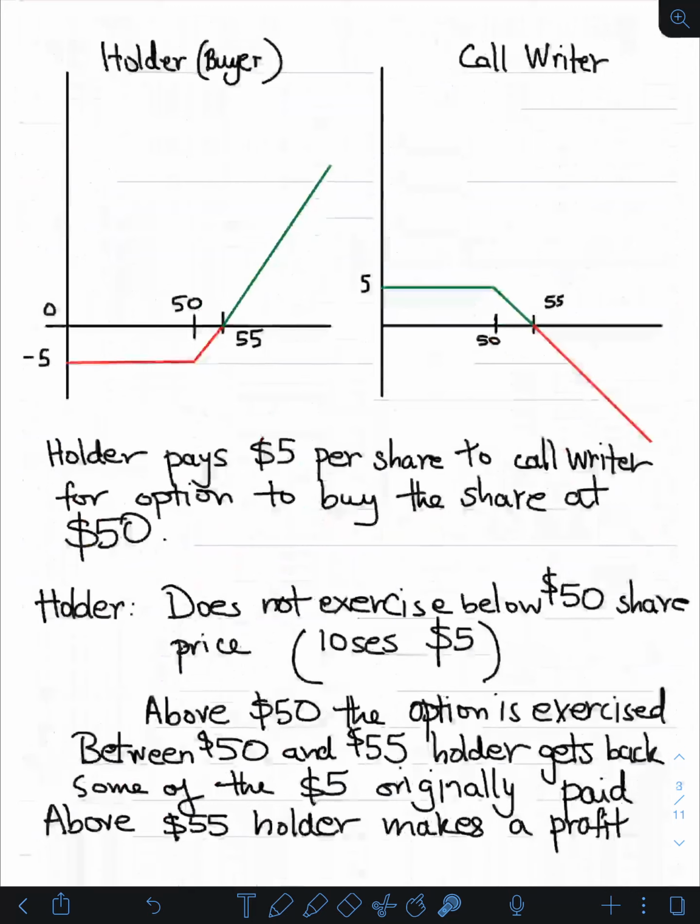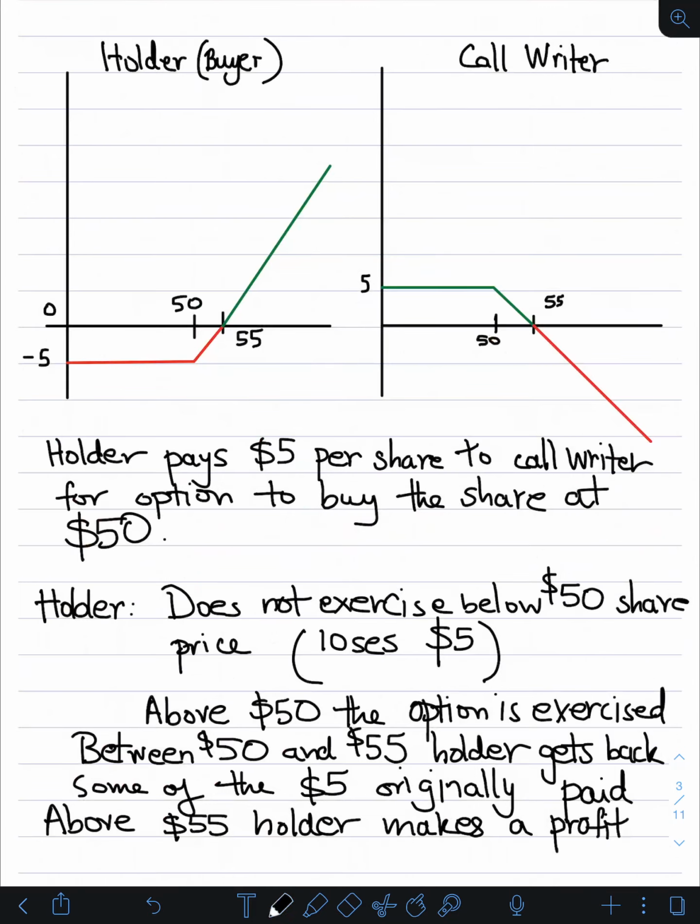Let's look at some profit profiles for holders and writers of call options. The y-axis is representing profits, and the x-axis is representing stock price. These are characteristic lines that always happen for a call option, whether you're a holder or a writer. Let's look at the holder situation. This figure shows a call option where you pay $5 per share to the call writer for the option to buy that share at $50.